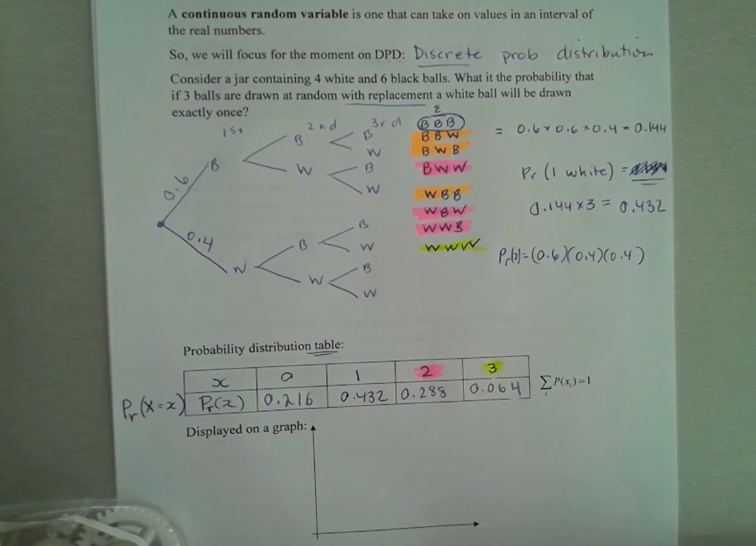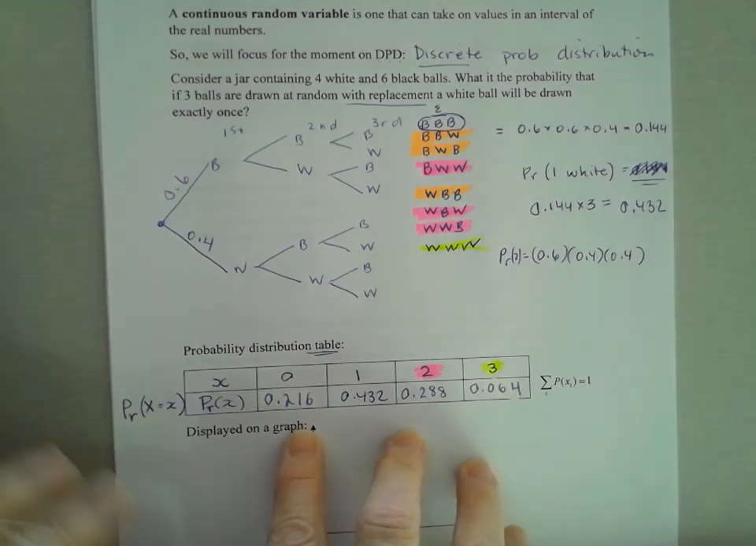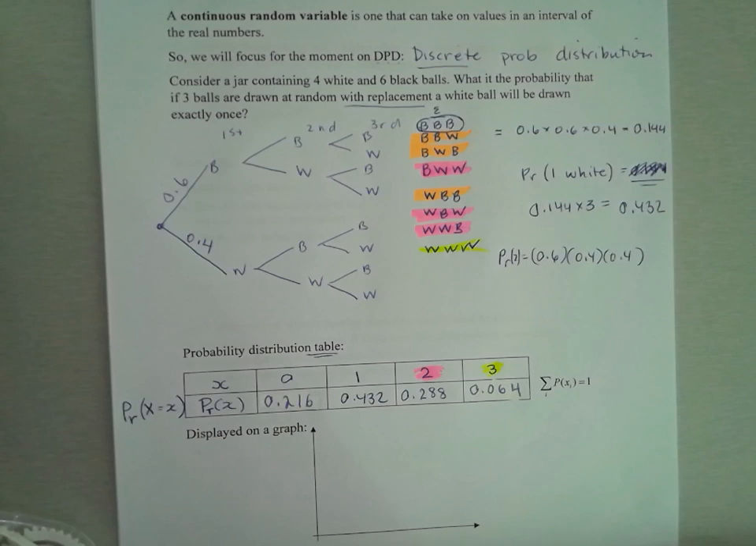Okay, cool. So this thing is called a probability distribution table. It gives you values for little x. What's big X? Big X is, in general, this thing. When you put 0 in my function, you get this. When you put 1 in my function, you get this. When you put 2 in my function, you get that. Okay? Or you can display it on a graph.